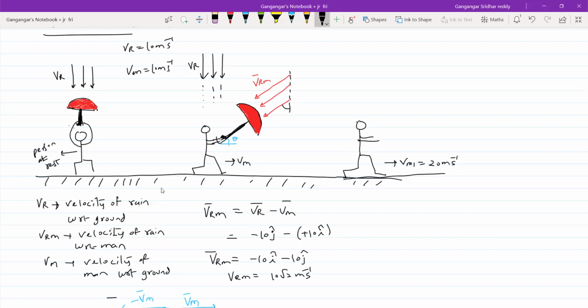20 meter per second. The rain is going to continually fall vertically only. So VR is how much? 10 meter per second. Now, what is my question? How should we hold the umbrella, and with what speed will the raindrops come and strike the umbrella?